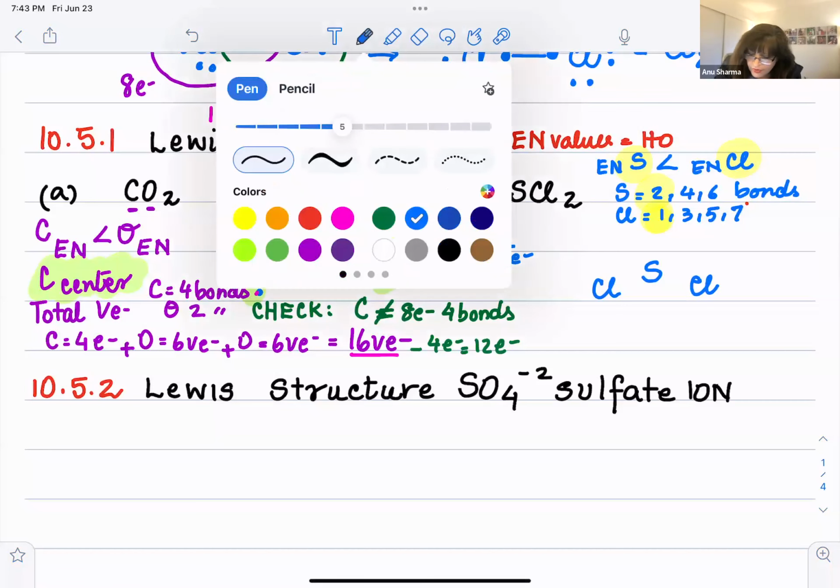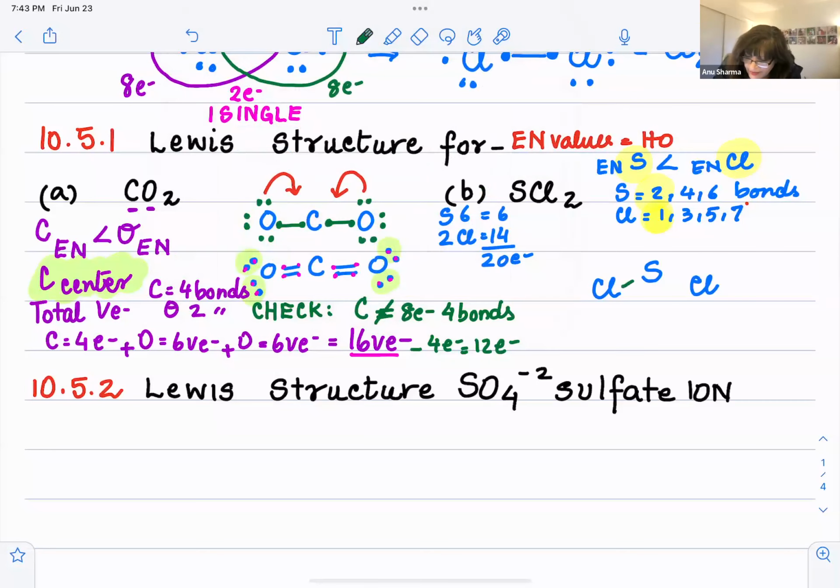Now you are going to connect them with single bonds. So you have taken 4 electrons: minus 4 electrons, and you are left with 16 electrons. Where do these 16 electrons go? 1, 2, 3, 4, 5, 6, 7, 8, 9, 10, 11, 12. And any leftover are going to go on the top: 12, 13, 14, 15, and 16.